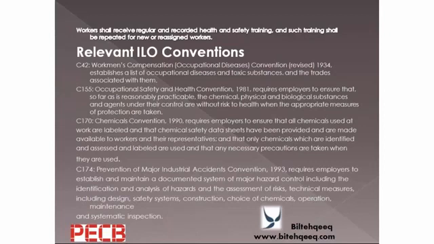And the second ILO convention is the Occupational Safety and Health Convention 1981, which requires the employer to ensure that, so far as reasonably practicable, chemical, physical and biological substances under their control are without risk to health when the appropriate measures of protection are taken. And the next is the Chemicals Convention 1990, which requires the employer to ensure that all the chemicals used at work are labeled and that chemical safety data sheets have been provided.